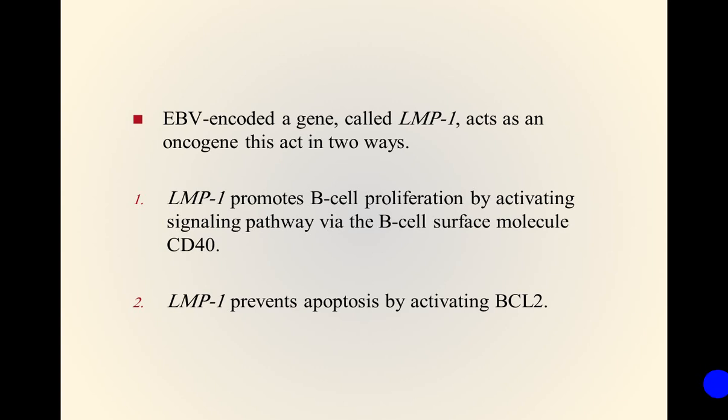Caspase 9 will then lead to activation of caspase 3, and caspase 3 is what will cut the DNA, inducing the process of apoptosis. So if leakage of cytochrome C happens due to the absence of BCL2, we will have apoptosis. What does LMP do? It enhances the activity of BCL2 and keeps the pores of the outer membrane of mitochondria closed, and they prevent the leakage of cytochrome C and hence there is no apoptosis.